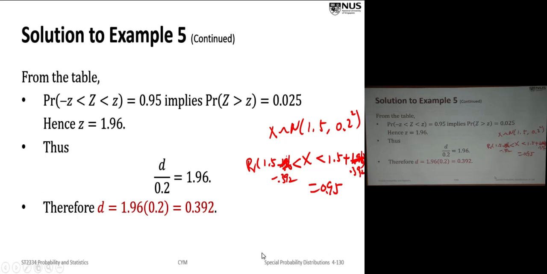Basically, it's saying that D is 1.96 times the standard deviation. Your specification is that it is 1.96 standard deviations above the mean and below the mean. Work it out: because the standard deviation is 0.2, the value is 0.392.